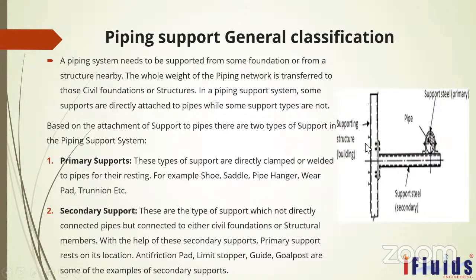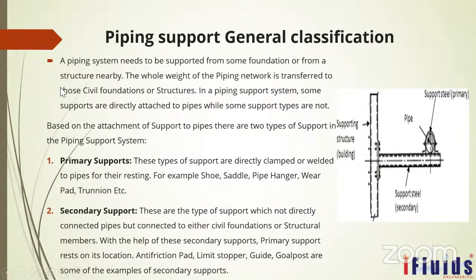This is the piping support general classifications. I want to show here, the right side one picture is there. This is a permanent structure, and the bottom one we call the secondary structure, secondary support, and the support which is connected directly to the pipe is called the primary support.